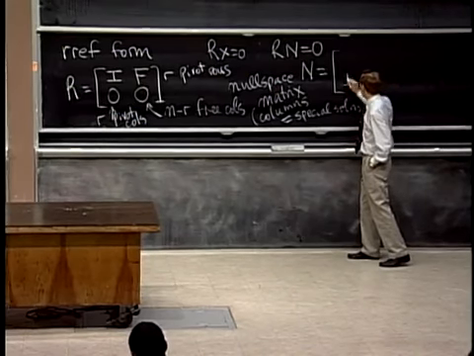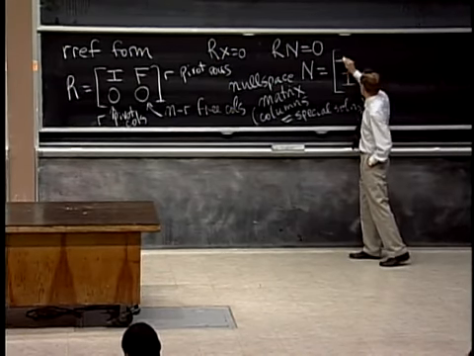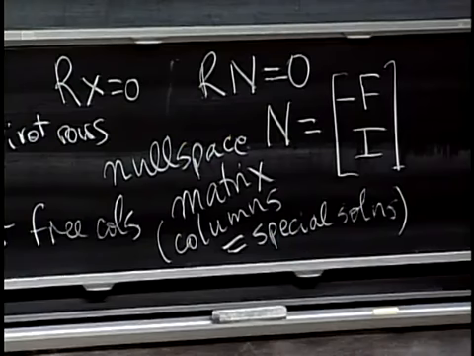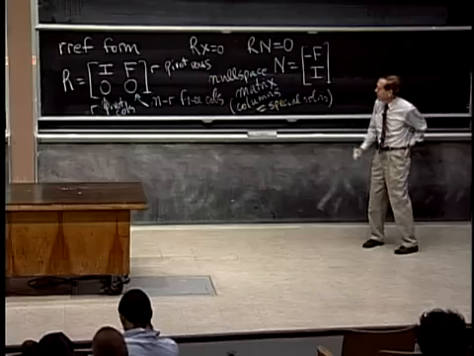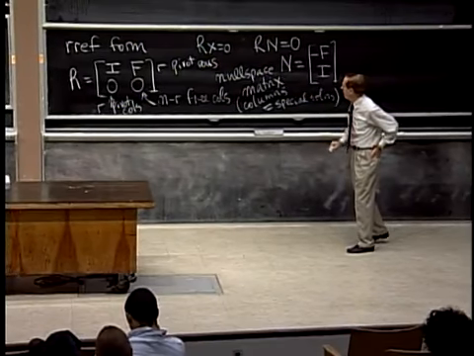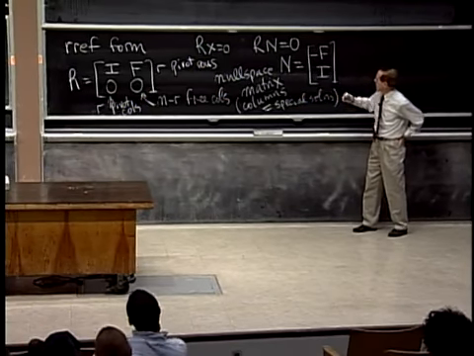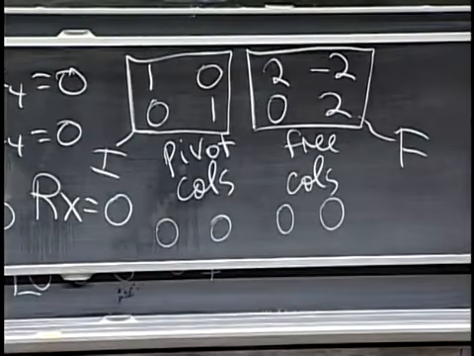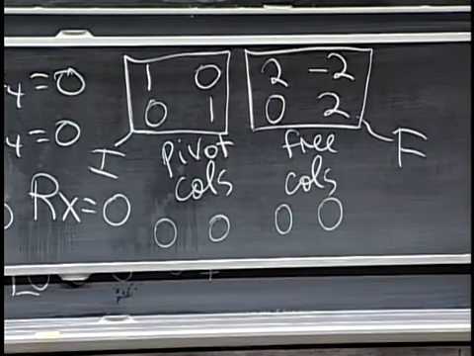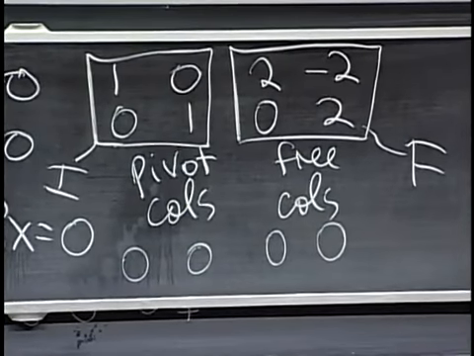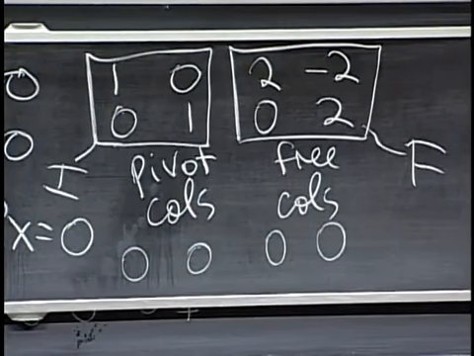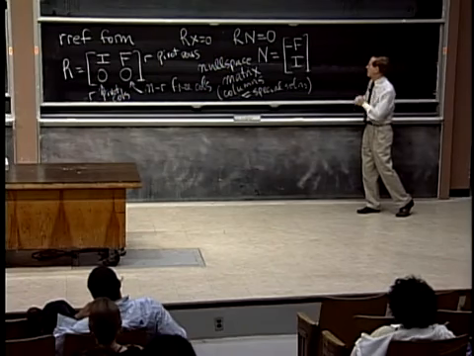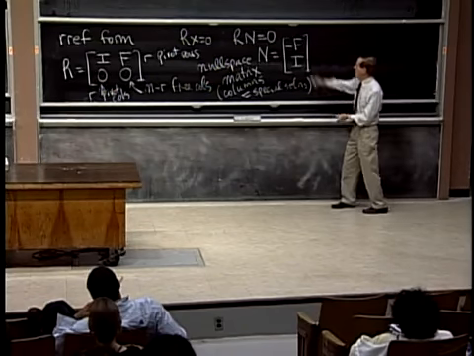I'm going to put the identity in the free variable part, and then minus F will show up in the pivot variables, just the way it did in that example. There we had the identity and F, here and in the special solution. So these columns are the matrix of special solutions. And there's a MATLAB command or a teaching code command, null, which produces the null basis, the null space matrix, null of A, and there it is.